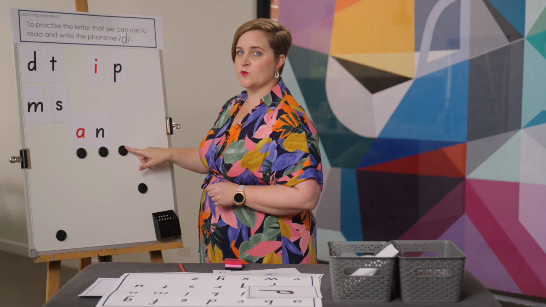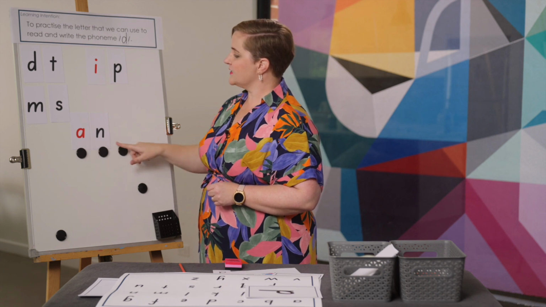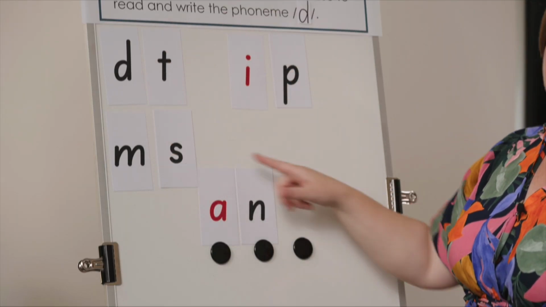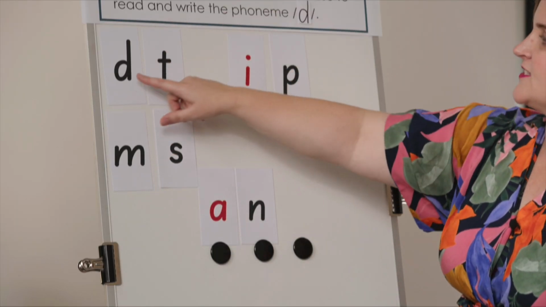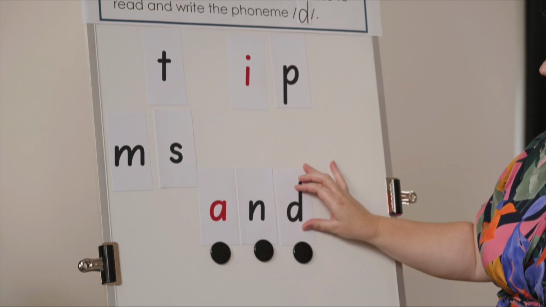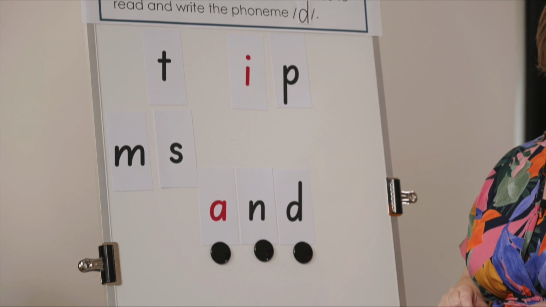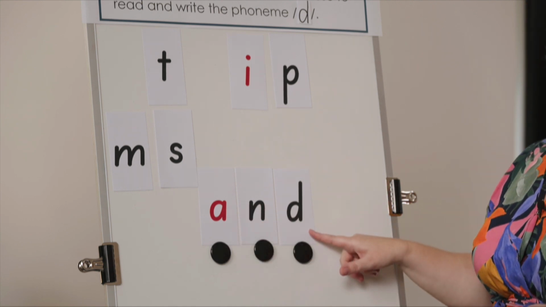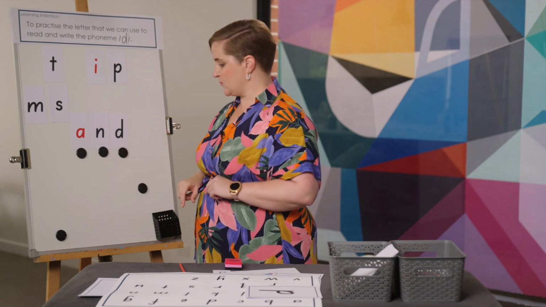And. What's our last phoneme? And. It's the D phoneme. Which letter do we use to spell D? Yes, it's the letter D. Bring the letter D down and say D. Read the word that we just built. And. Excellent. I want you to write this word now.